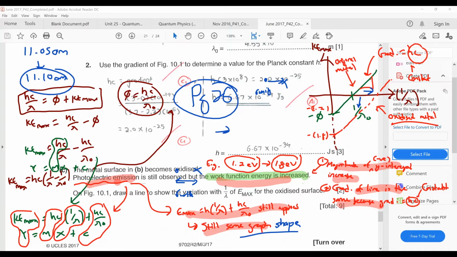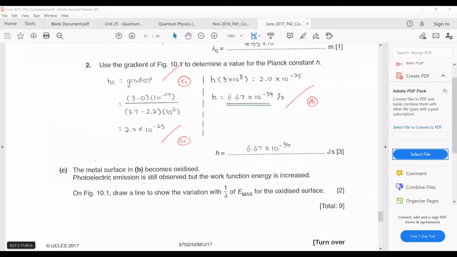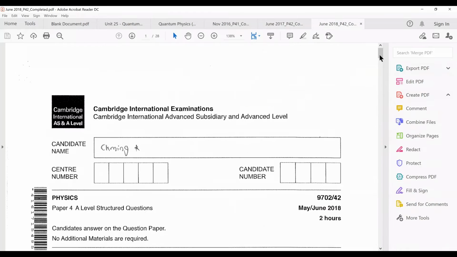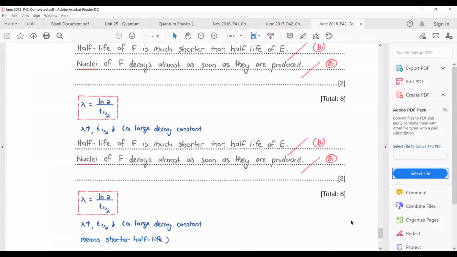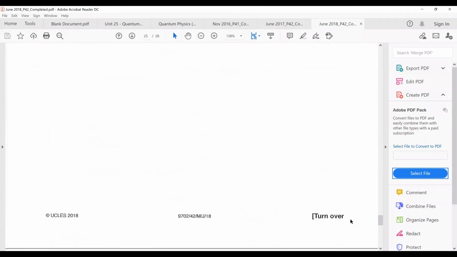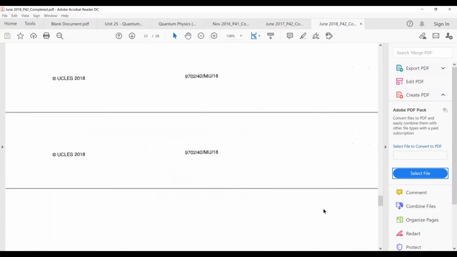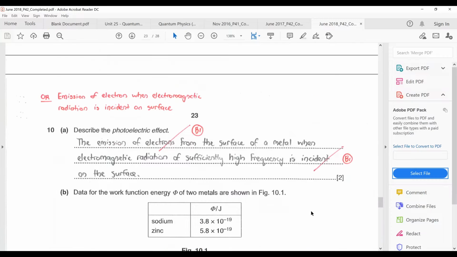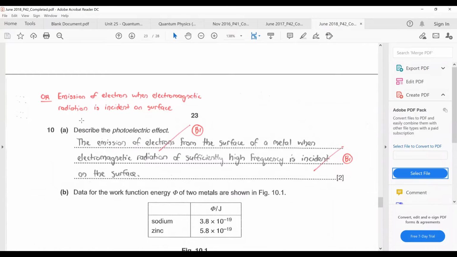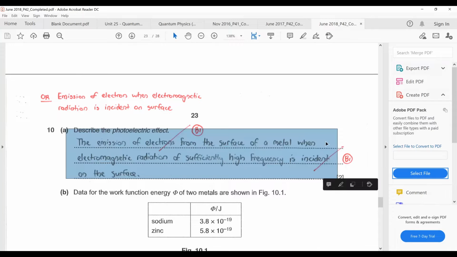Okay. Right. Have a look at page 26. All right, go to page 26. Page 26 is June 18, P42. Go to question 10. Describe photoelectric effect. We just went through that. It is the emission of electrons from a metal surface when it's exposed to electromagnetic radiation of sufficiently high frequency. Okay, so this one you just copy from the notes.